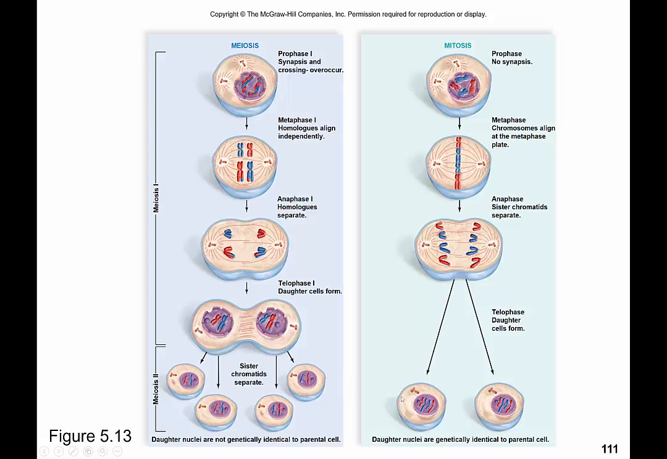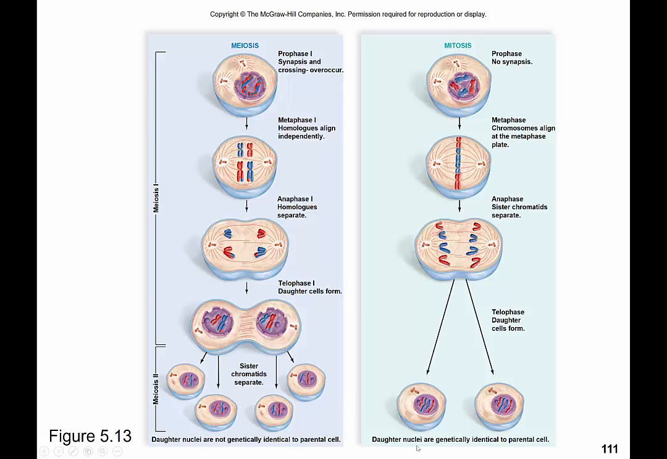Compare the chromosomes here to those here. And we can see that these are diploid. There's a pair of chromosomes. And here, there's a single set of each type of chromosome for a haploid cell.